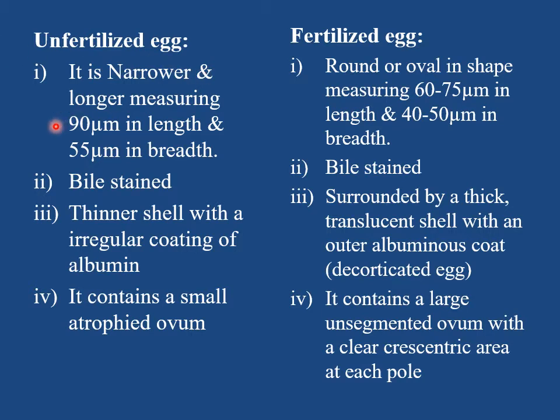The unfertilized eggs are narrower and longer, measuring approximately 90 micrometer in length by 55 micrometer. They are bile-stained. A thinner shell is there with an irregular coating of albumin, and it contains a small atrophied ovum.